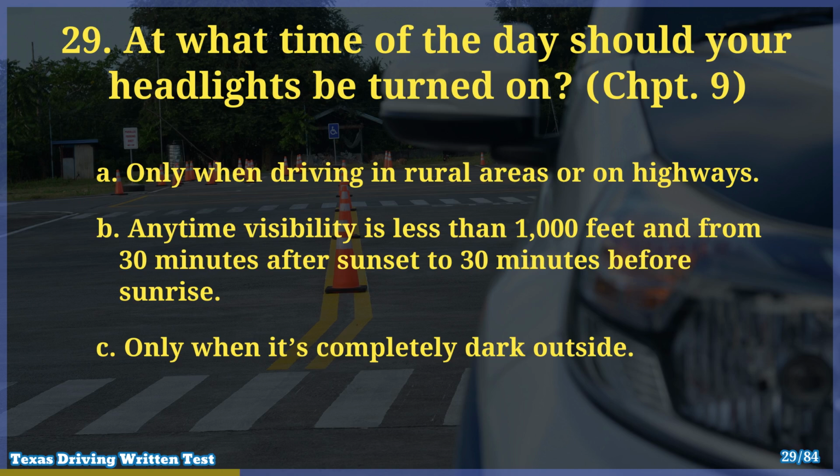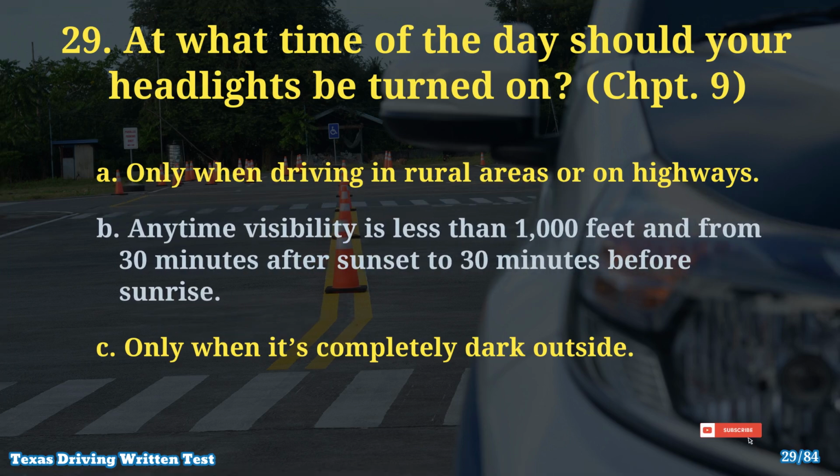29. At what time of the day should your headlights be turned on? A. Only when driving in rural areas or on highways. B. Anytime visibility is less than 1,000 feet and from 30 minutes after sunset to 30 minutes before sunrise. C. Only when it's completely dark outside. Answer is B. Anytime visibility is less than 1,000 feet and from 30 minutes after sunset to 30 minutes before sunrise.